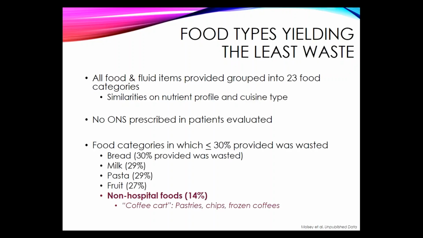Oh, and just in the study, it just happened that none of the patients had been prescribed or received oral nutrition supplements. So when we looked at waste by the food categories, for only 5 of these 23 categories was 30% or less by weight wasted. But interestingly, the category in which there tended to be less waste was the non-hospital foods. But I want to point out that the nutrition quality of the foods brought in was not necessarily that great. A lot of it was from the coffee shops in the hospital and tended to be higher in fat and refined sugar. And so, let's keep this in mind as we continue to progress.